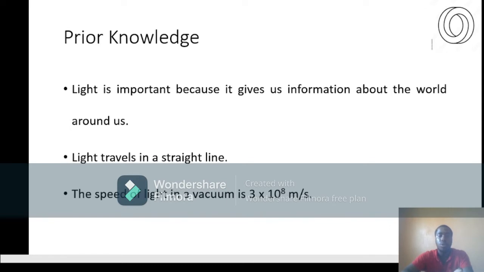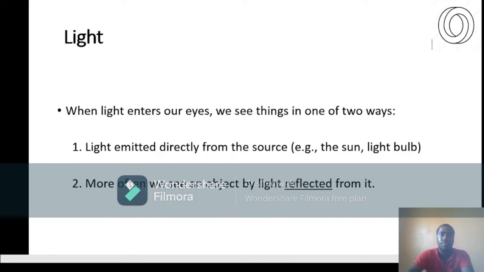What you also need to know, or should already have known, is that light travels in a straight line. So from that beam of light with many rays, I would just like you to focus on just one of them, in order to simplify things when we are looking at geometrical optics. The other thing you need to know is that the speed of light in a vacuum, or in a space that is not filled with air, is 3 times 10 to the positive 8 meters per second. So when light enters our eyes, we see things in one of two ways.